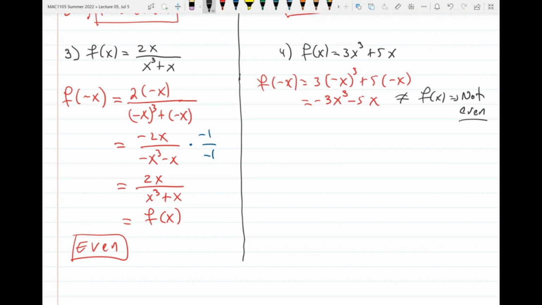What should this be equal to for us to deduce that it's odd? Negative f of x. Exactly. So then we know that it's not even. So now we're wondering, is this odd? Well, it would be odd if this happens to be negative f of x, because that's the definition of odd.